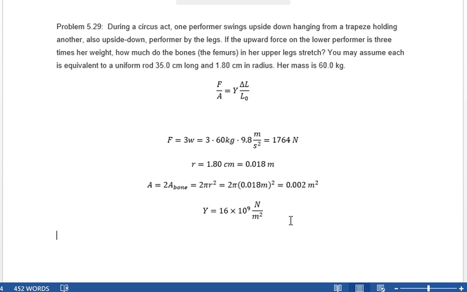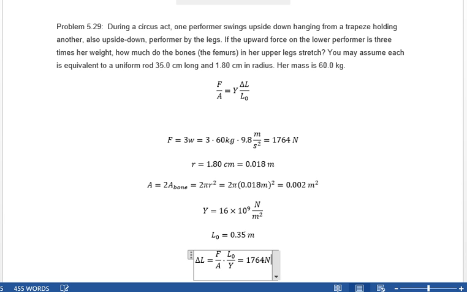We have L naught. Now we can leave L naught in centimeters and get delta L in centimeters, or we can change L naught over to meters. Probably a good idea to change over to meters, just to make sure you don't mess things up in some way later on other problems where it does matter. So L naught is 0.35 meters. So what we're after is delta L equals force divided by area, times L naught divided by Young's modulus. That's what it works out to be.